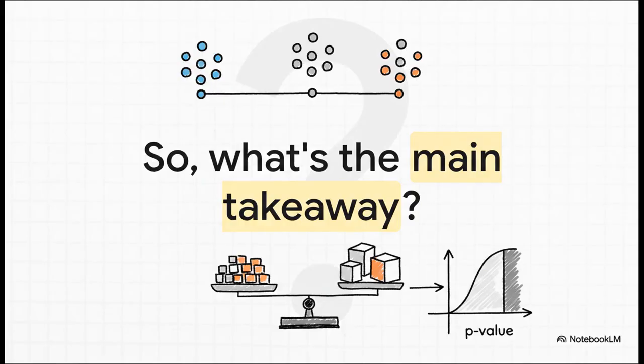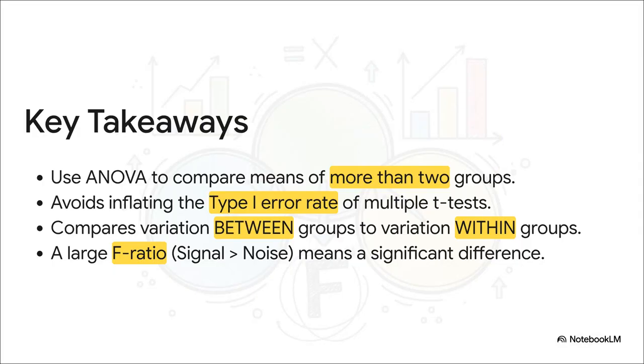All right, so let's bring it all home. We've gone through a lot here, so what are the key things you really need to remember from all this? Here's the bottom line. Anytime you find yourself needing to compare the averages of 3 or more groups, ANOVA is your best friend. It's the safe, statistically sound way to figure out if the differences you're seeing are the real deal or just random static. It's all about finding that signal in the noise.